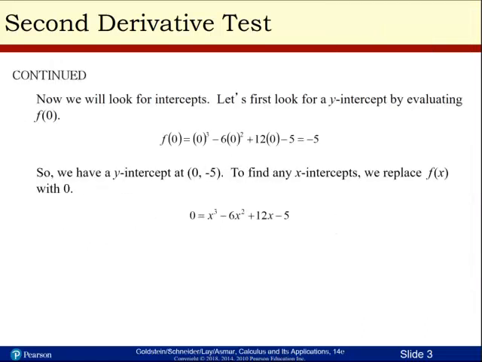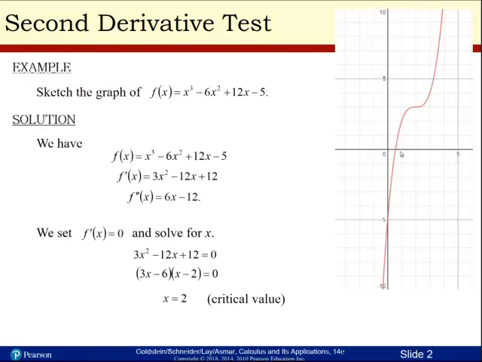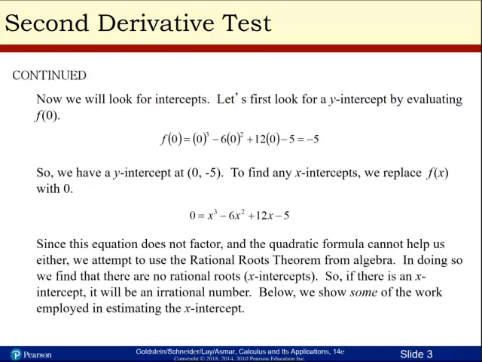So next, I'm going to find any x-intercepts. Not quite as easy, so what I need to do is set this thing equal to 0 and see if I have any x-intercepts. Well, let me just go ahead and look and see, do I have an x-intercept? Yeah, I do. It's some sort of fraction in between 0 and 1. I don't quite know what it is, but the equation doesn't really factor and the quadratic formula can't help us because this is a cubic. And if we attempt to use the rational roots theorem from algebra, we find that there are no rational roots for my x-intercepts. So if there is an x-intercept, it's an irrational number.